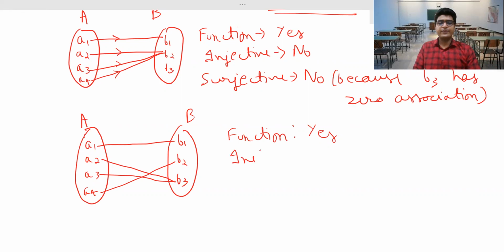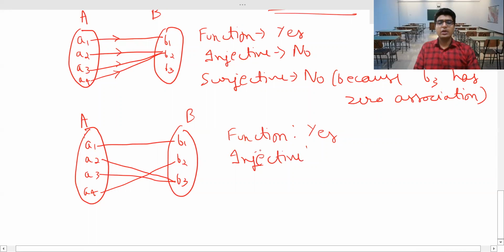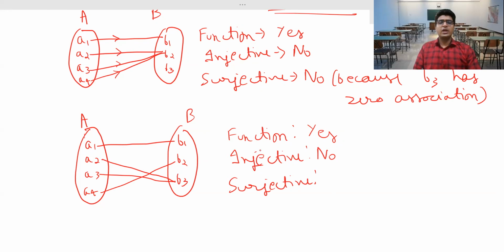Is it injective? Well, B3 has two associations. It can have at most one association, so it is not injective. Is it surjective? Well, B1 has one association, B2 has one association, and B3 has two associations. And for being surjective, each element in B should have at least one association, so that is satisfied. Okay, so it is surjective. All right.